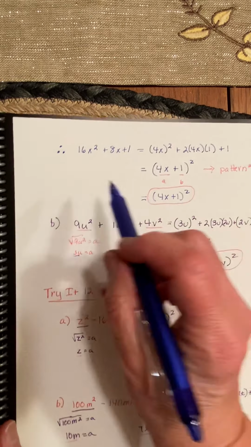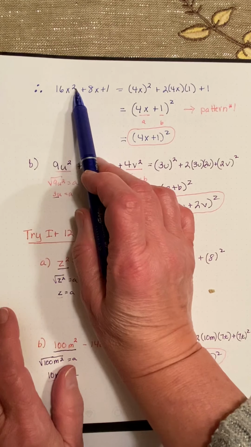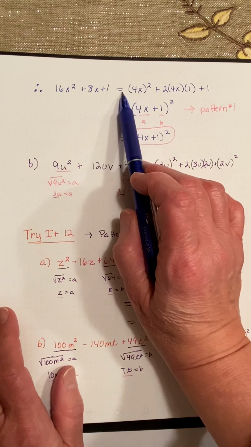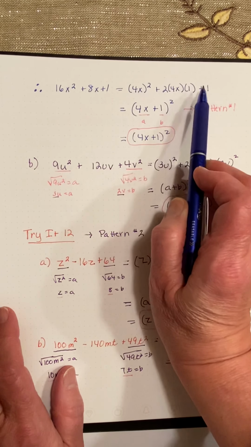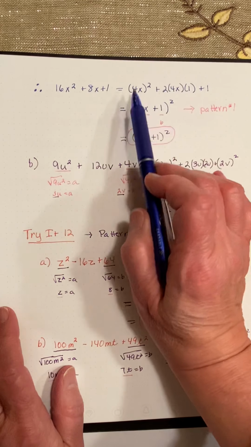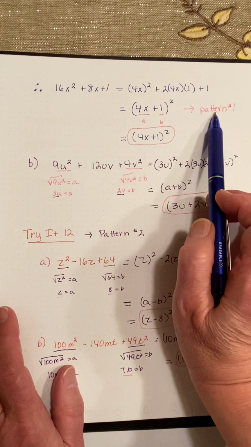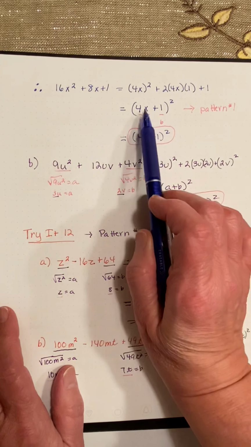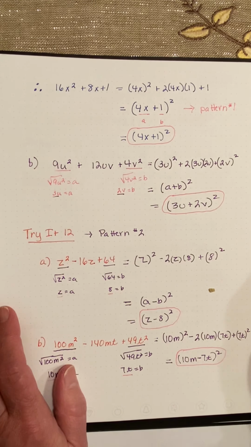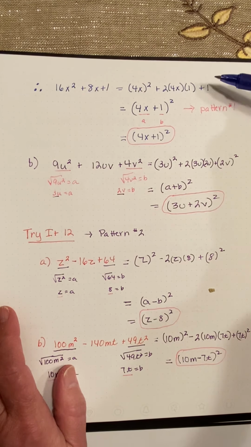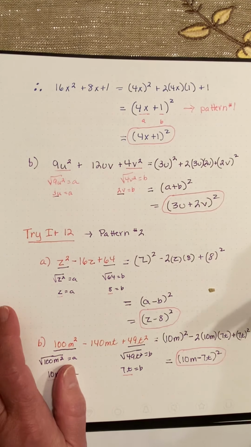Therefore, the conclusion of all of this is 16x squared plus 8x plus 1 equals (4x) squared plus 2 times 4x times 1 plus 1 squared. That's the pattern. Now I know what my a and my b is, so I just plug it into pattern 1. So that's (4x plus 1) squared, and that's my answer. Once I get here, and I know it's going to end up here eventually, I just need to do all that squaring.